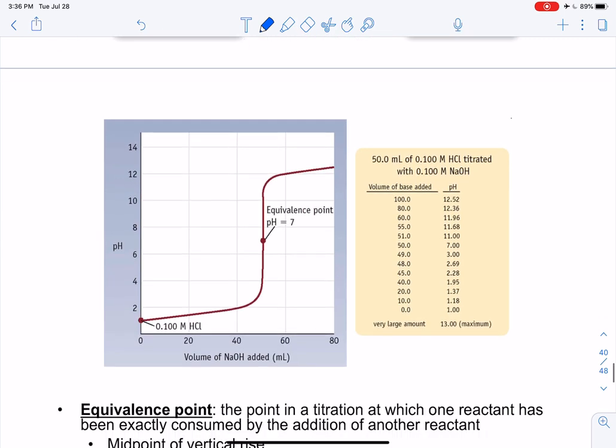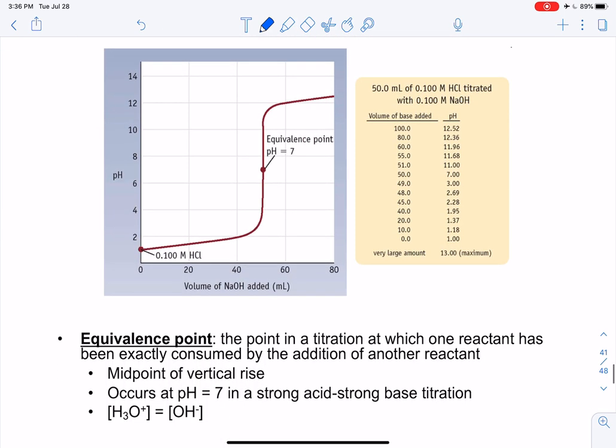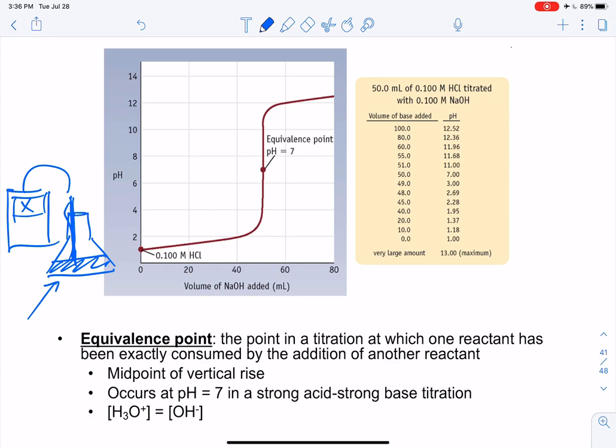Alrighty. So what does this look like graphically? Well, if we are in the Erlenmeyer flask, so down here, we're talking about the pH in the Erlenmeyer flask. So maybe we have a little probe here and it has a little wire that goes to a pH meter and it gives us X pH.